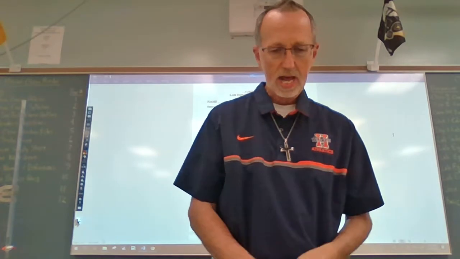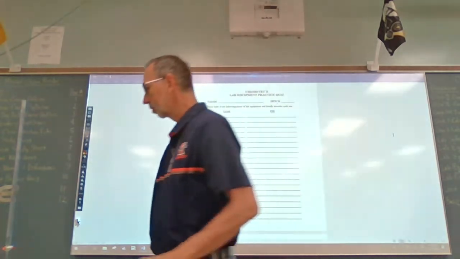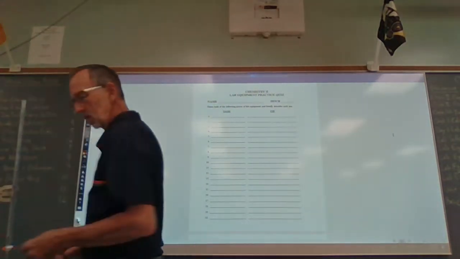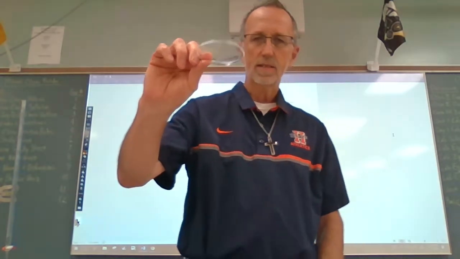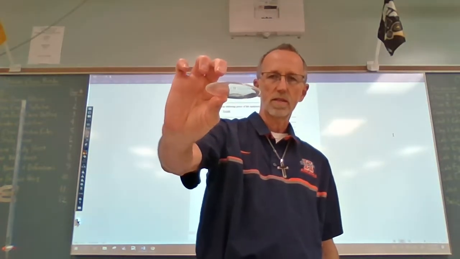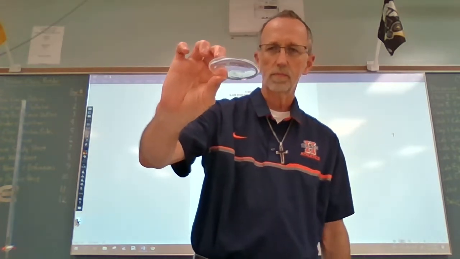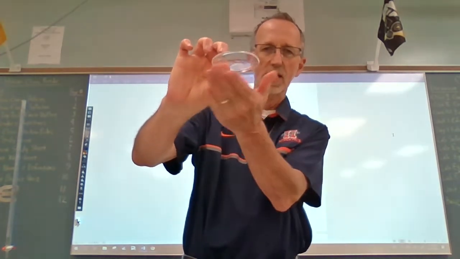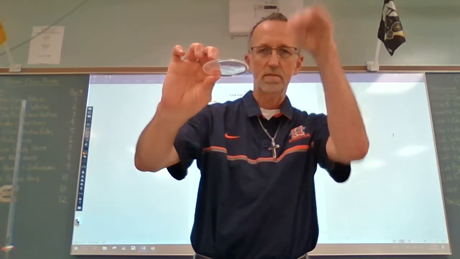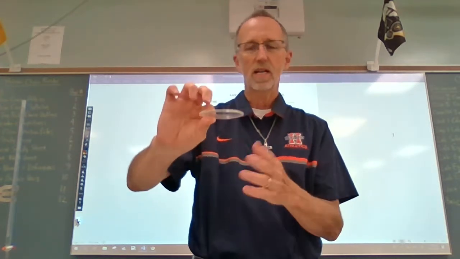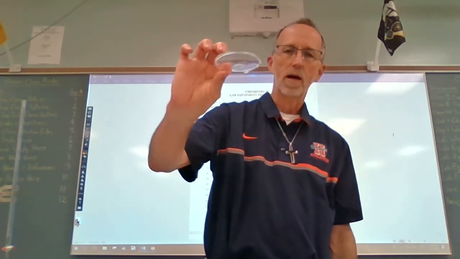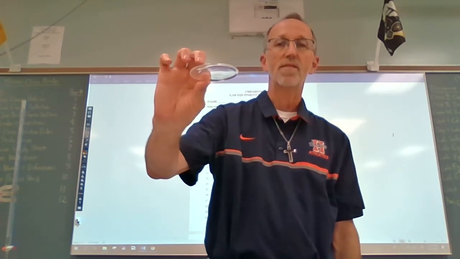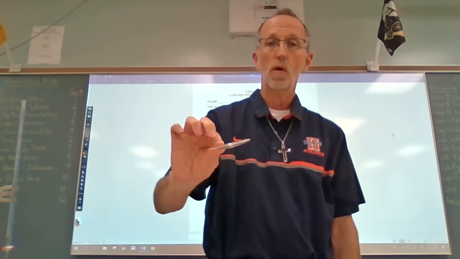Okay, backside, number 21. This is a watch glass, all right? Watch glass. You notice it's curved, right? It's curved. This is the concave side. Remember, caves in, convex, concave. All right. So this is used to cover an evaporating dish or a beaker.